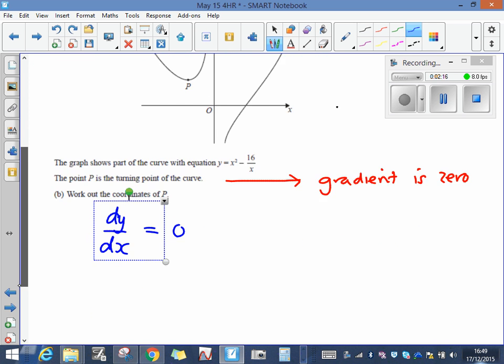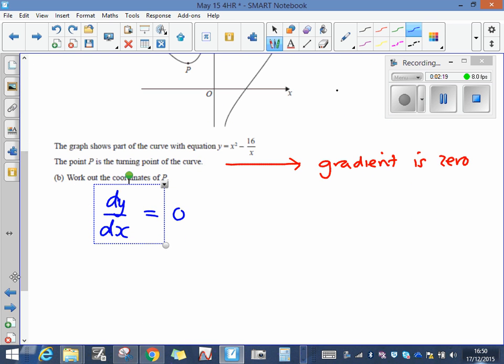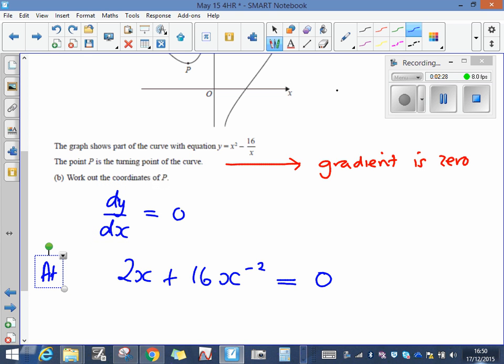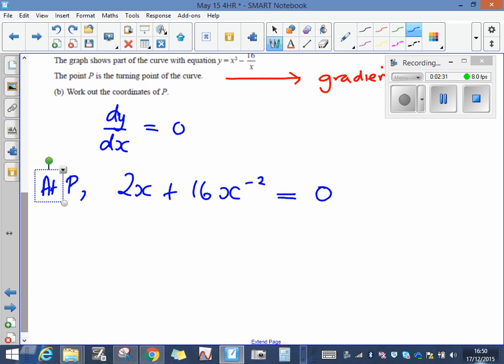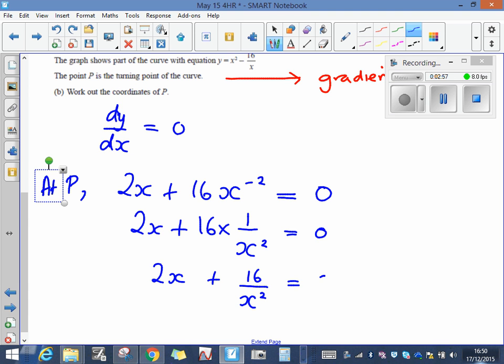Well, if we go back up here, our expression for dy by dx was 2x plus 16x to the minus 2. So at the turning point, that is equal to 0. So at P, 2x plus 16x to the minus 2 is equal to 0. Now we need to know how else to write 16x to the minus 2. Remembering that x to the power minus 2 is 1 over x squared, then 16x to the minus 2 is 16 times 1 over x squared, so that equals 0. Another way of writing that is that 2x plus 16 over x squared is equal to 0.